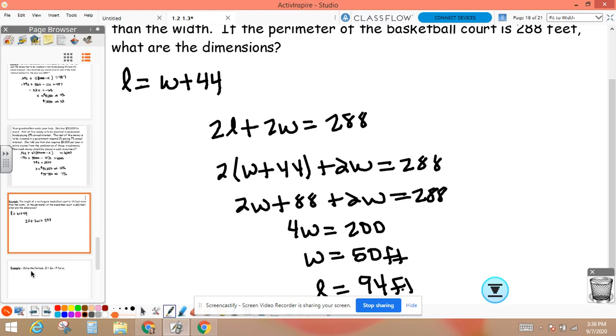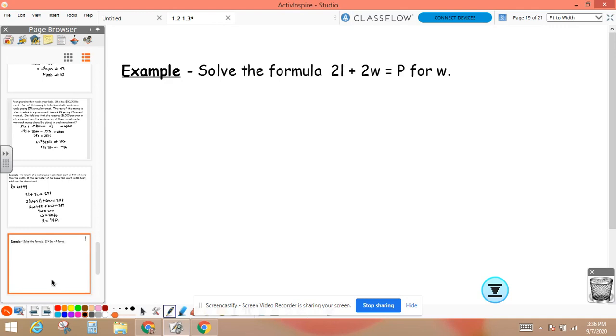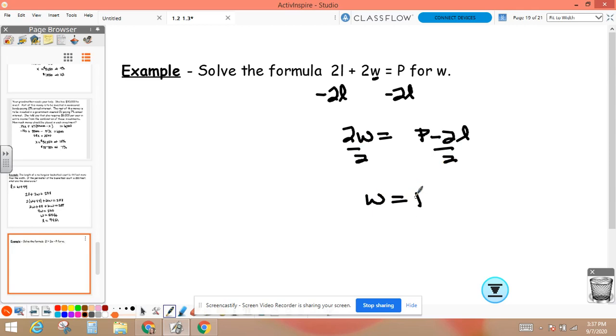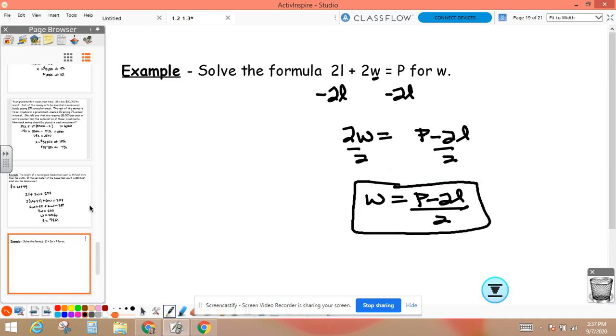Okay, so the other thing that we have to be able to do in this lesson is solve something like this, a literal equation. We want to be able to get a variable by itself. So they want us to get W. We want this guy to be all by himself, so we're going to subtract 2L from both sides. So we have 2W is equal to P minus 2L. And then divide by 2. So W would be P minus 2L all over 2, and that would be your answer. You're just rearranging your formula.